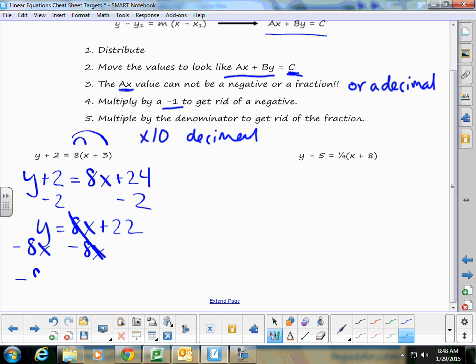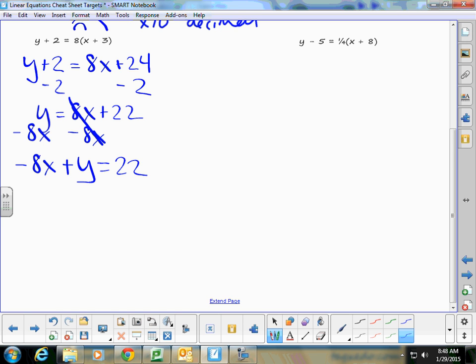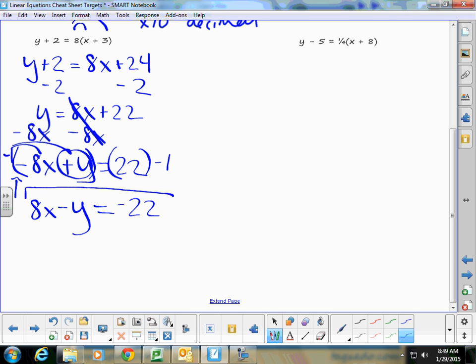So then I get negative 8x plus 1y is equal to 22. Do not stop because there's a negative in front. So I multiply both sides by -1. Multiply everything. A lot of us forget to do this one. So a negative times a -8 is a positive 8x. -1 times a positive y is a -1y equals negative times positive for a negative 22.